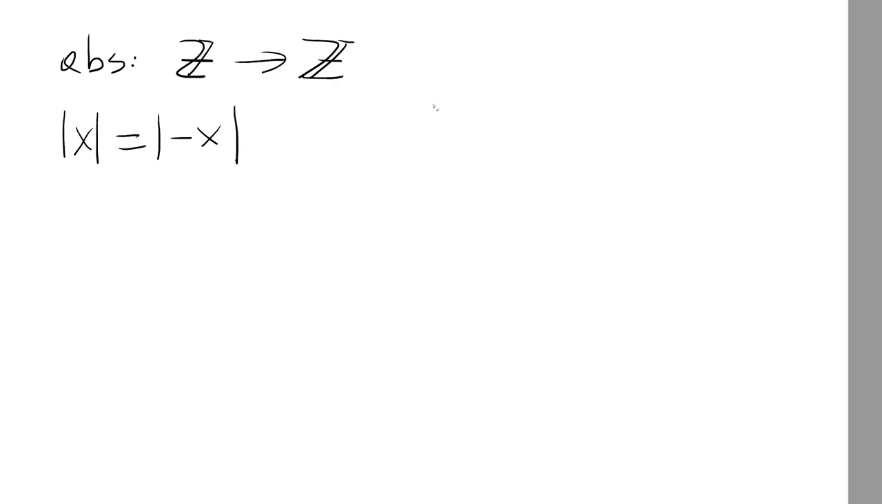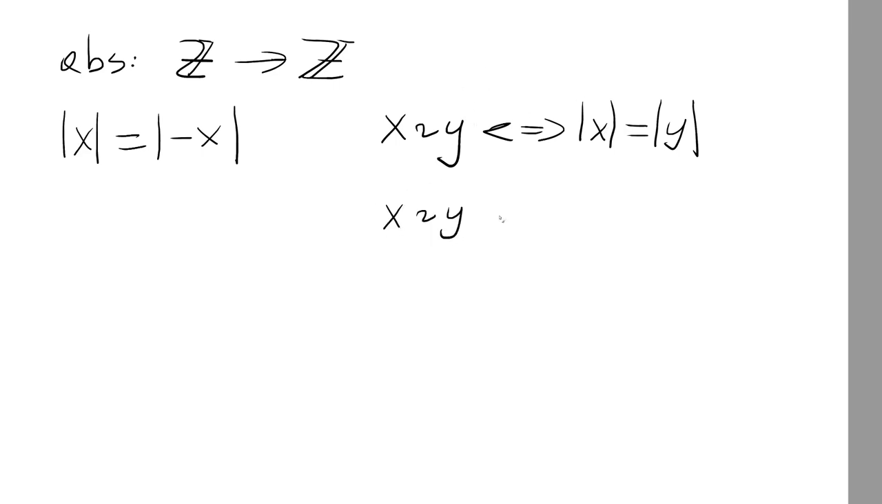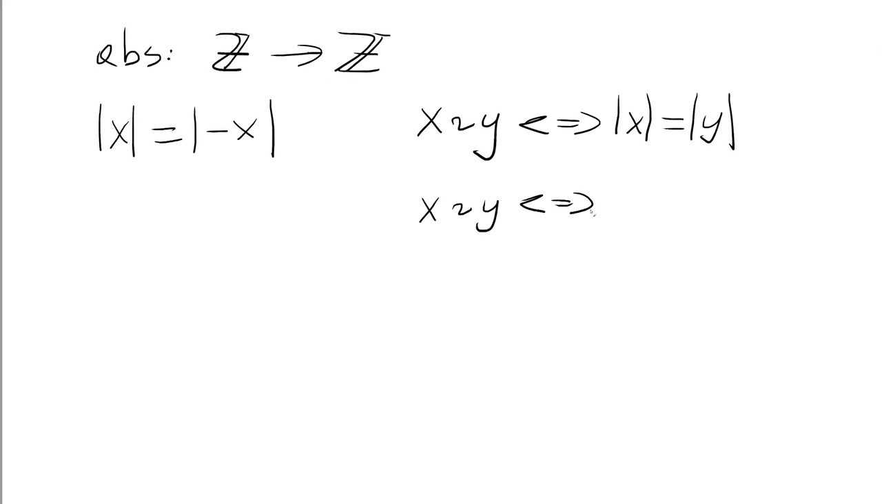So first we define an equivalence relation. x is related to y if and only if the absolute value of x is equal to the absolute value of y. Now, this is only possible if x and y are opposites. So x is equivalent to y if and only if x equals negative y. This is the equivalence relation that is generated by this function here.